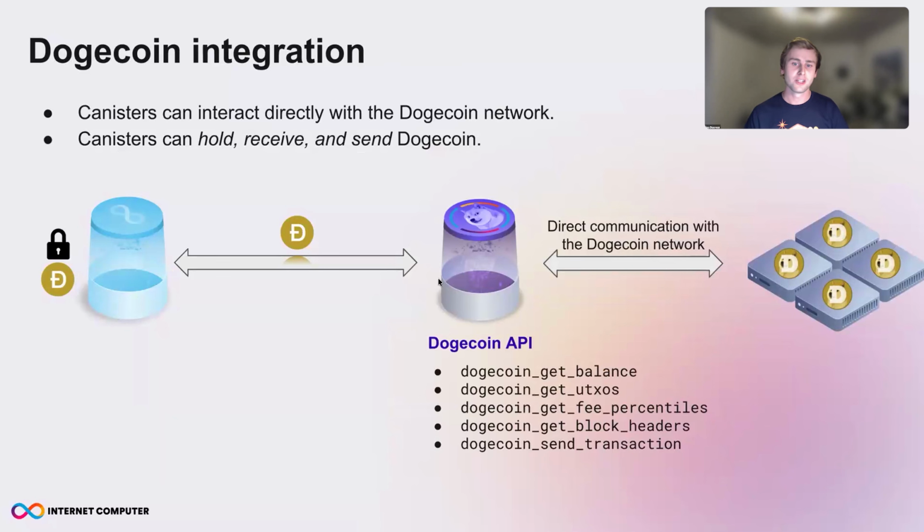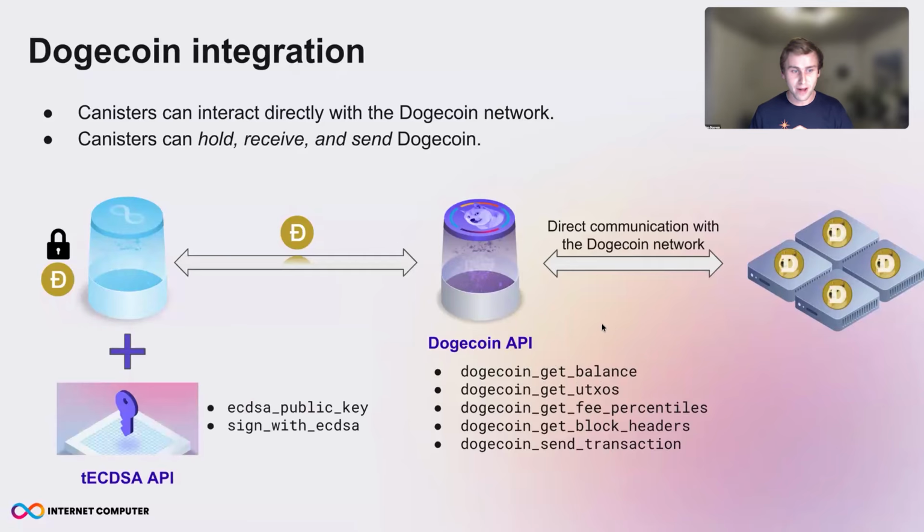So we currently have a Dogecoin canister that is running on a system subnet. And this canister is able to directly communicate with the Dogecoin network. And it also exposes an API that your canisters can use to get the balance of any Dogecoin address, get their associated UTXOs, and get the fees that are currently required for a transaction on the Dogecoin network. You can also get the headers of the block, and you can also use that API to send transactions.